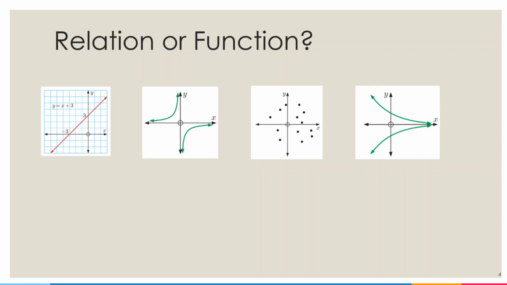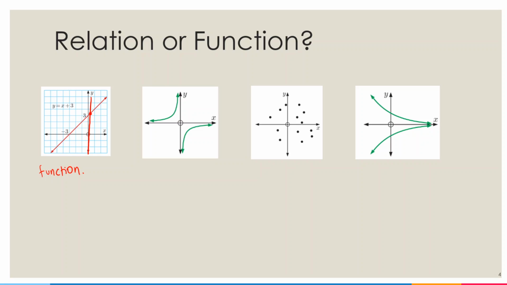In this first one on the left, we have the equation y is equal to x plus 3. Now if I draw a vertical line, we see that it is only cutting the graph once. So then we can say that this is a function. One thing to make really clear is that all functions are relations, but not all relations are functions. So in this case it's a function and also a relation, but we're interested in functions primarily.